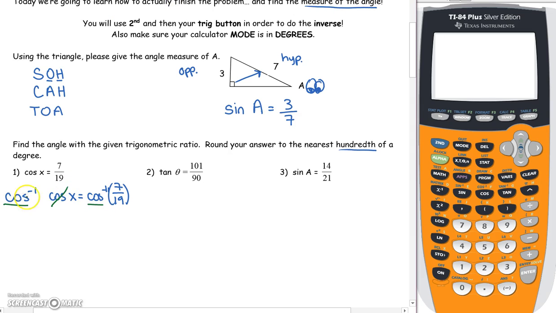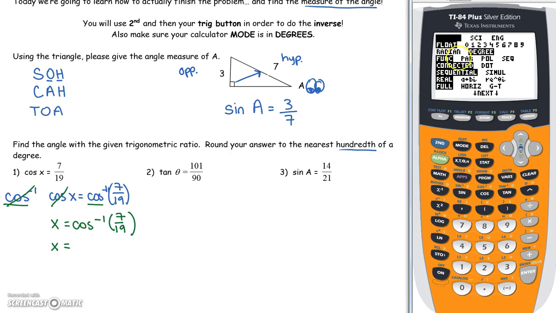Well, cosine and cosine inverse cancel each other out, resulting in just x equals cosine inverse of 7 divided by 19. This will actually give us an answer, so we just have to put it into the calculator. But before we do that, make sure that your mode is in degrees. So we're going to go to mode and make sure that degree is highlighted. Now, if radian is highlighted, then go onto degree, make sure it's blinking on there, and press enter, and enter one more time just to be on the safe side, and then go ahead and quit out of there, and now it should be in degrees.